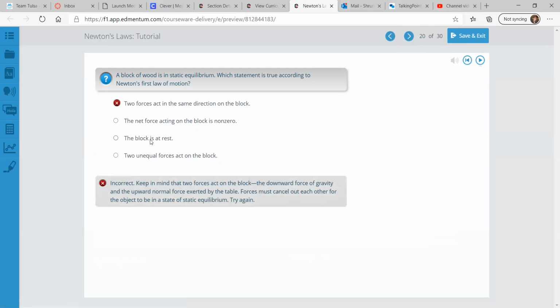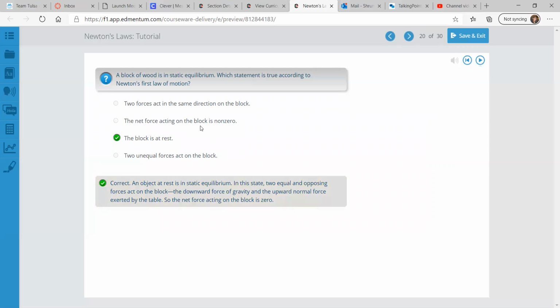Oh, sorry. It's at rest. This would have been correct if it said in the opposite direction. So one force is acting and the other is acting in the opposite direction. You got to be careful reading these questions because some of the wording affects the answer. But yeah, that should have been obvious.